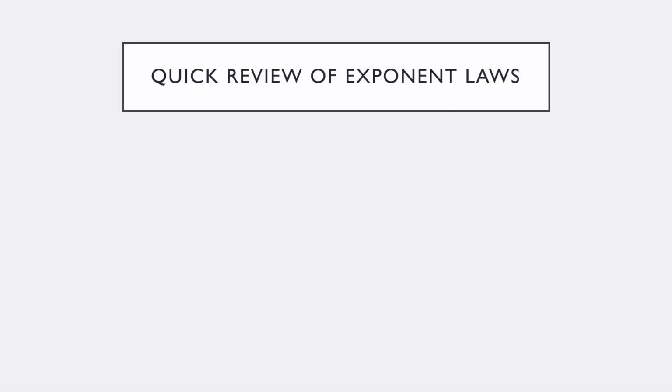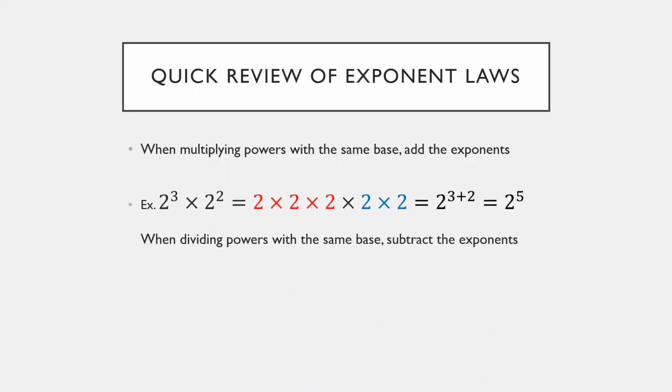So let's get started. I'm just going to review really quickly what you know about exponent laws so far. I'm going to give you some examples and hopefully it'll ring a bell. When you multiply powers that have the same base, you simply add the exponents. Hopefully you remember that from grade 9. For example, you would have 2 cubed times 2 squared. We know that 2 cubed is 2 times 2 times 2, and 2 squared is 2 times 2.